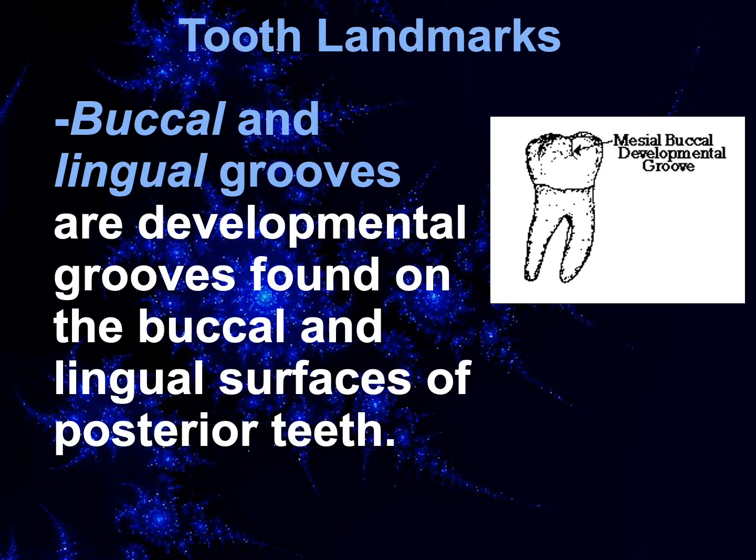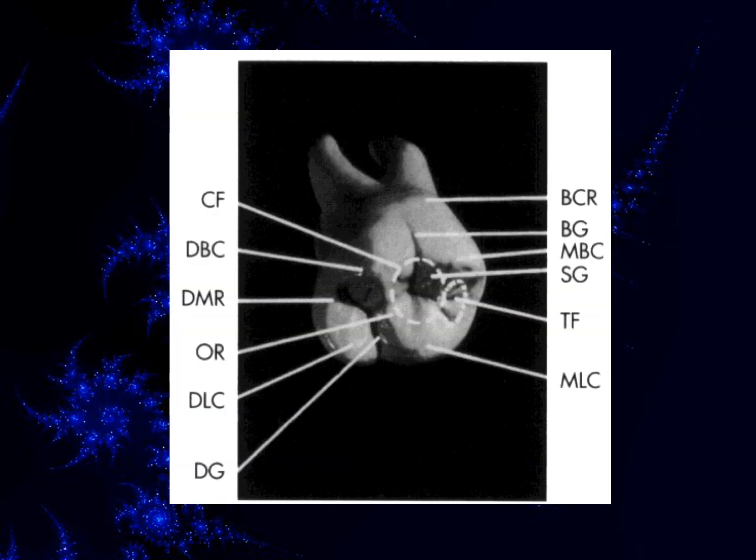Buccal and lingual grooves are developmental grooves found on the buccal and lingual surfaces of posterior teeth, like the one here we see separating the buccal cusps of the lower or the mandibular first molar. It's called the mesial buccal developmental groove. In this tooth, for example, in this maxillary molar, we can see an elevation on the cervical line here. We call it the buccal cervical ridge.